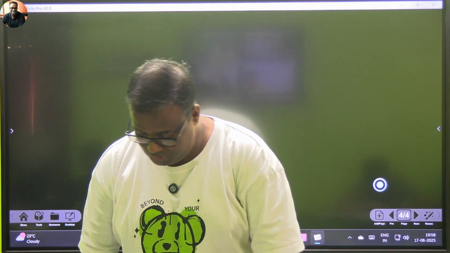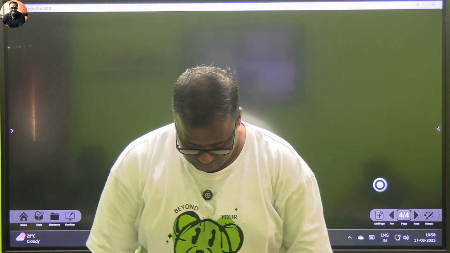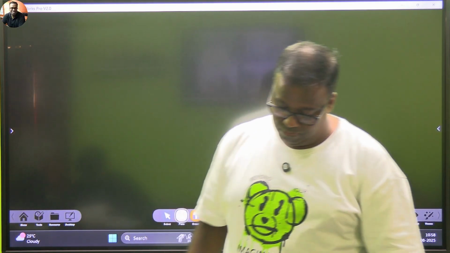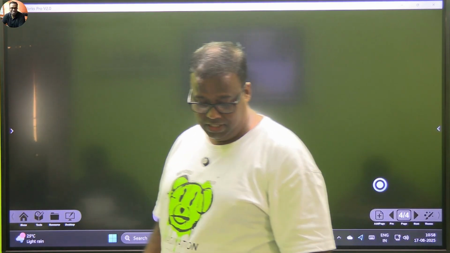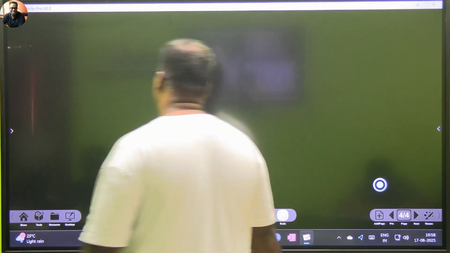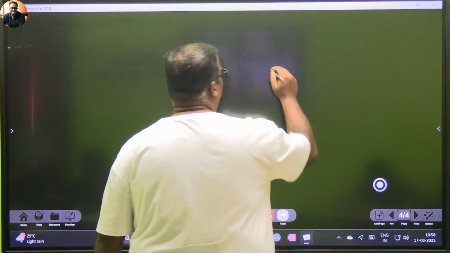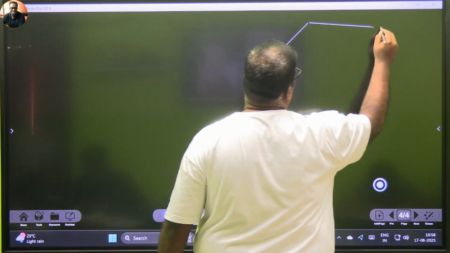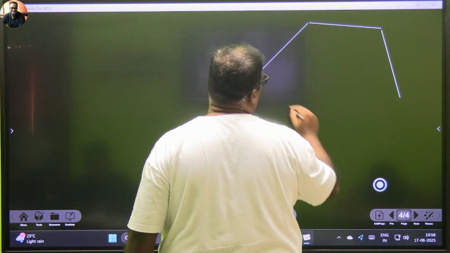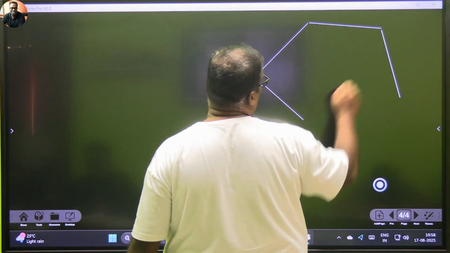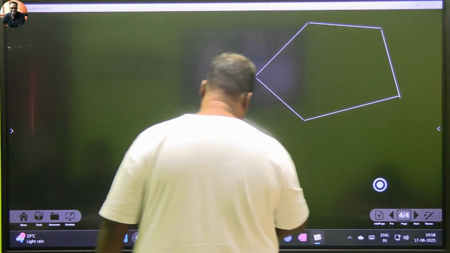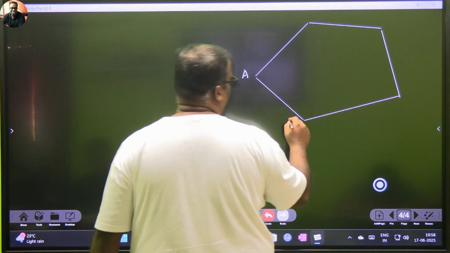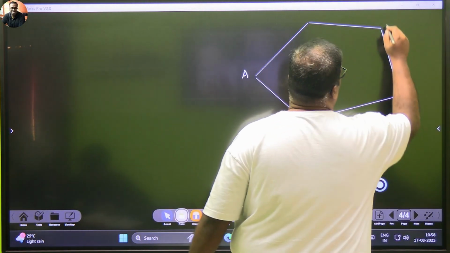Ikra, page number, which one is it? 210. Okay. Find the area of a pentagon ABCDE. Okay, tell me the question. Find the area of a pentagon. So let me make a rough pentagon. One, two, three, four, five. This is a rough pentagon. A, B, C, D, E.